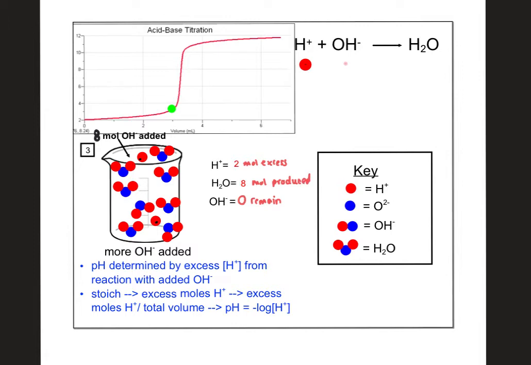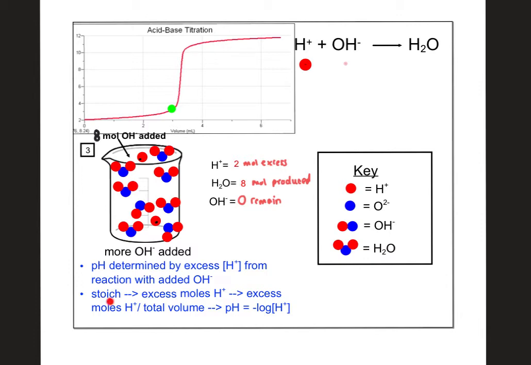So that's my BCA table, but I'm using the particle picture to kind of decide my BCA table, right, based off how many are left. So in this situation, we're going to determine the pH the exact same way. It's based off how much excess H plus there is. So this is your beaker 3.